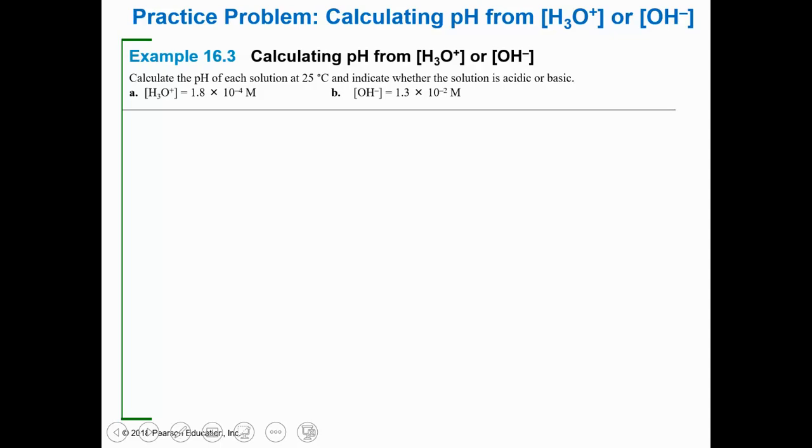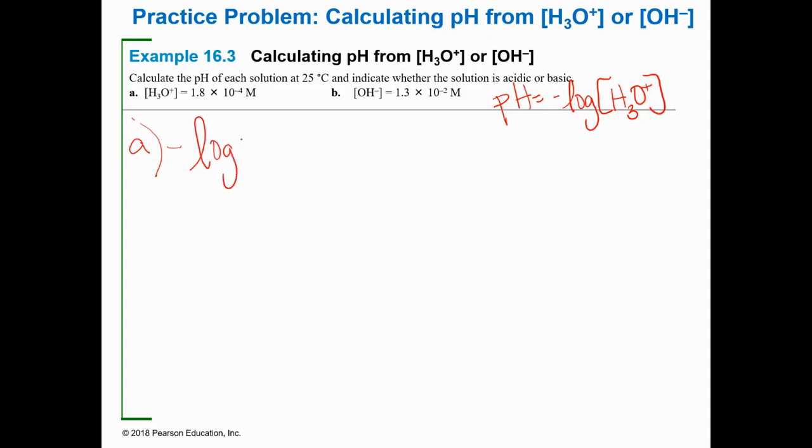Okay, so now it just wants us to calculate the pH from the OH. So remember, pH is negative log of hydronium, or H. Okay, so on A, we can just take the negative log of 1.8 times 10 to the negative 4. And I get 3.74. Okay, the general rule of thumb I'm going to say on pH is just have 2 after the decimal.